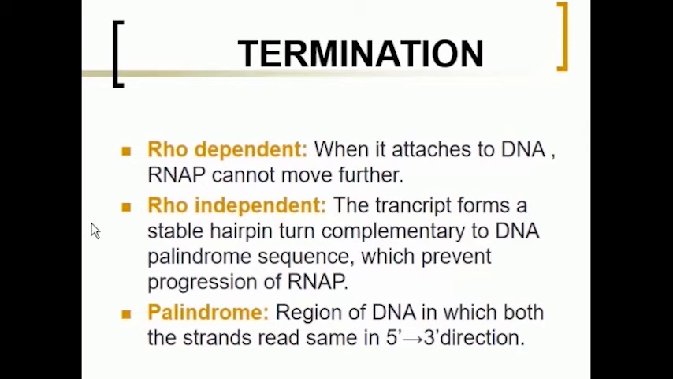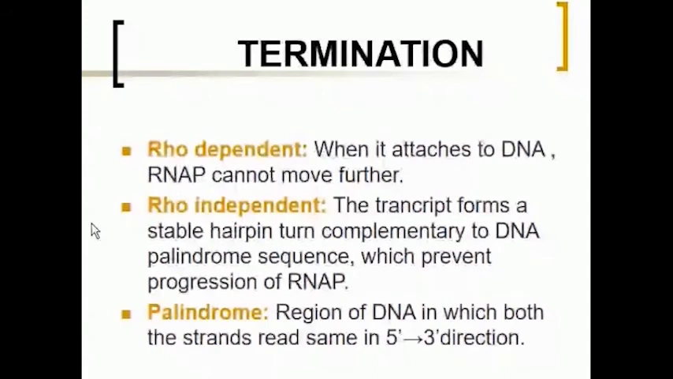What is rho dependent mechanism? The rho factor is a protein. When it goes and binds to the RNA which is synthesized, what does it do? It goes and binds to the DNA. It prevents further movement of RNA polymerase. It acts as a block. It binds between the two strands of the DNA, this rho factor, and prevents further movement of the RNA polymerase. It helps in the releasing of the RNA from the DNA strand. This is called rho dependent termination.